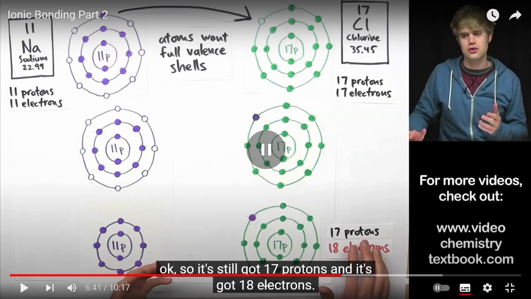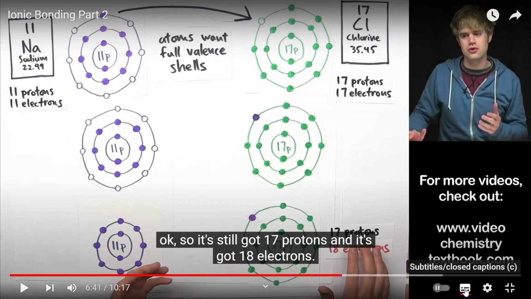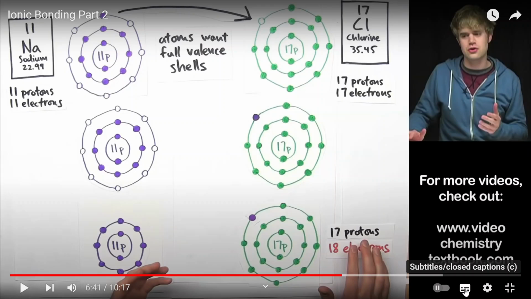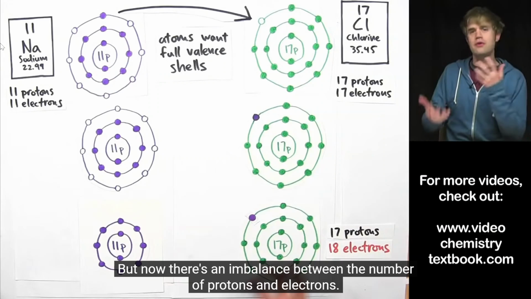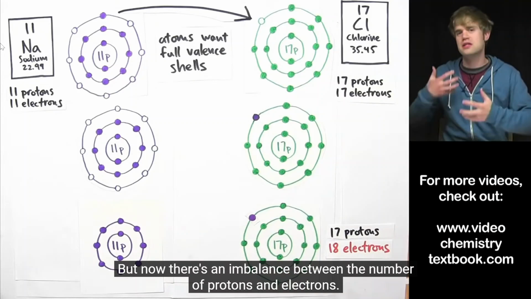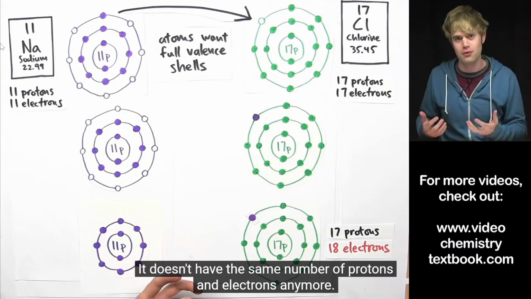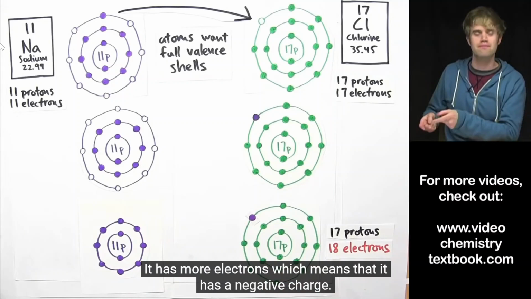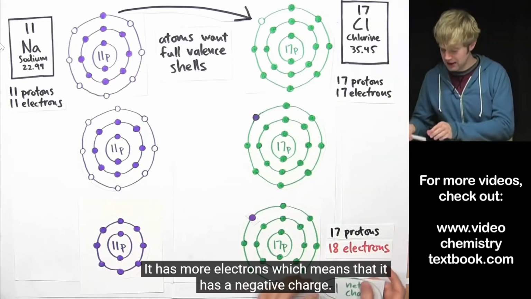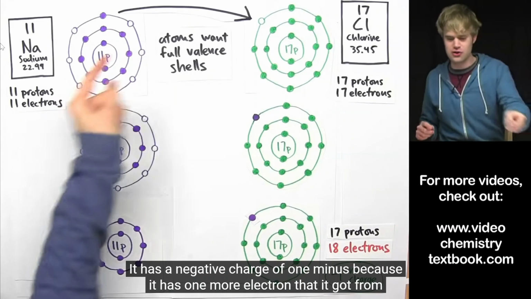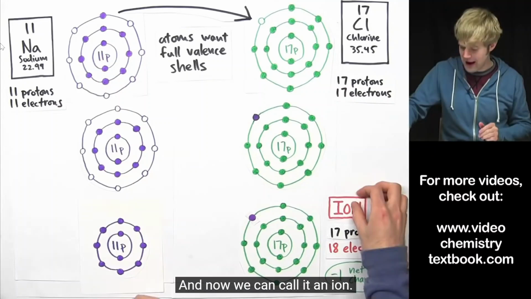It's got 17 protons, and if it has 18 electrons, what is its net charge? -1, because you have one more negative particle than positive particle. But now there's an imbalance between the number of protons and electrons. It doesn't have the same number of protons and electrons anymore. It has more electrons, which means that it has a negative charge. It has a negative charge of 1 minus because it has one more electron that it got from sodium, and now we can call it an ion.